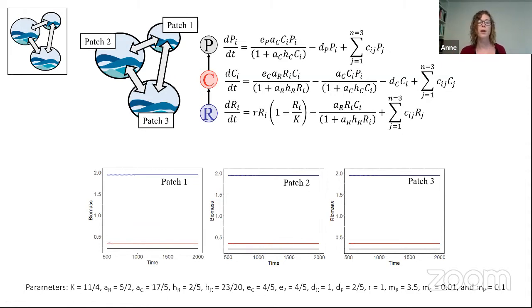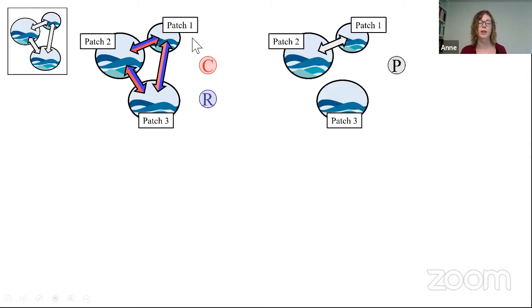And what happens when you take the viewpoint of the consumer and the resource seeing the patches displayed like this, and the predator actually only having a connection between patch 1 and patch 2? How does that change your predictions?